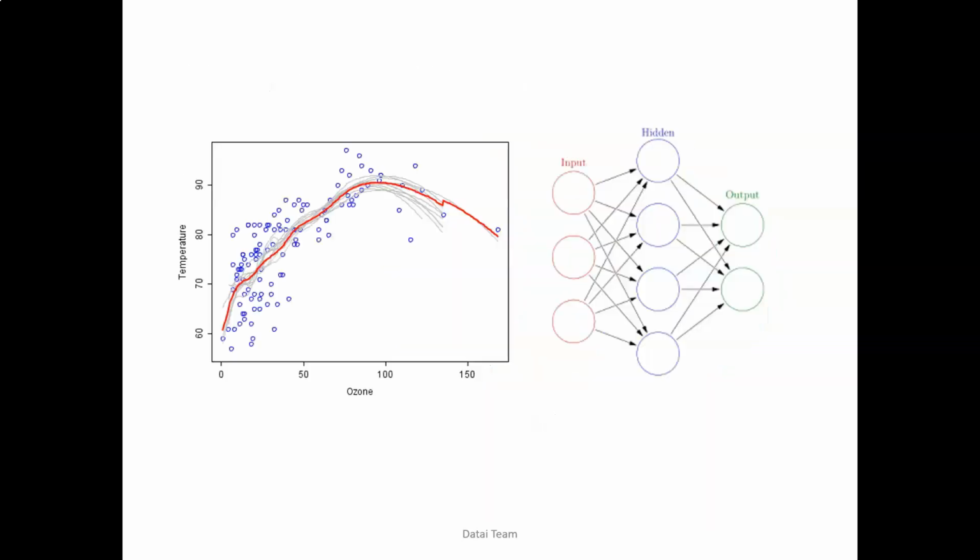Here we have an example of sets. We have temperature and ozone. Here we have a set of temperatures and a set of ozone, and we are mapping them. So we have the temperature, ozone.